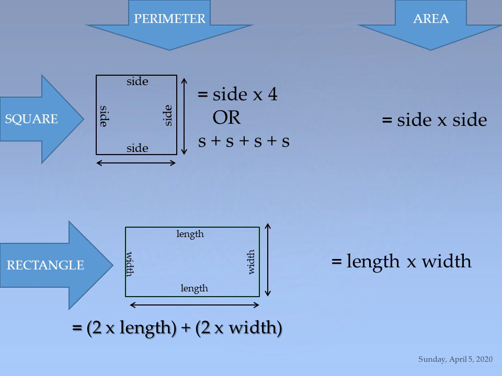If our length was 4 centimeters and our width was 2 centimeters, what will be the perimeter of this shape? What we simply do is 2 times 4, which is the length, plus 2 times 2, which is the width. 2 times 4 is 8, and 2 times 2 is 4. 8 plus 4 is 12. So the perimeter of this shape will be 12 centimeters.